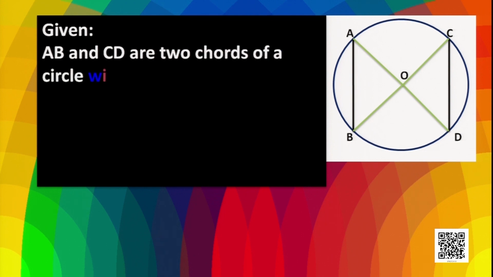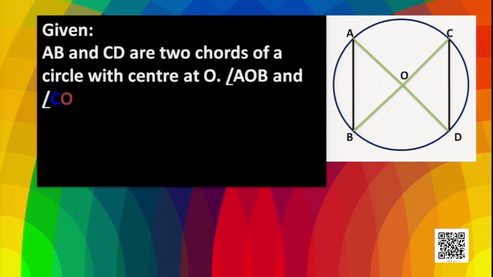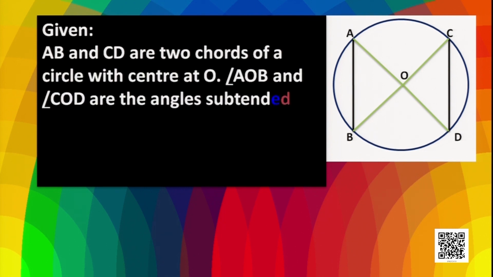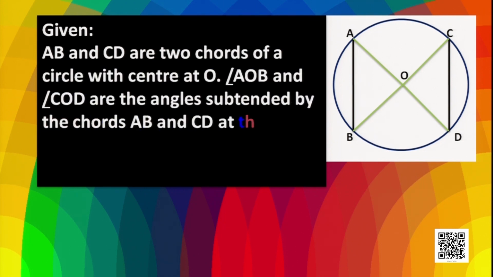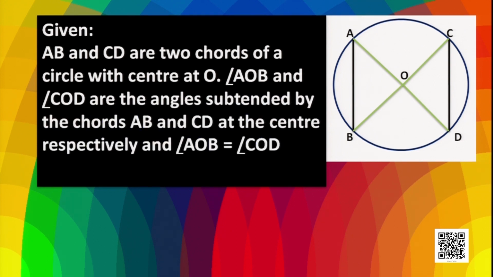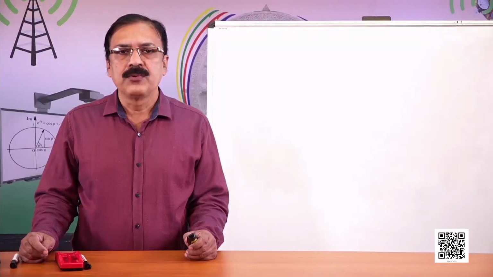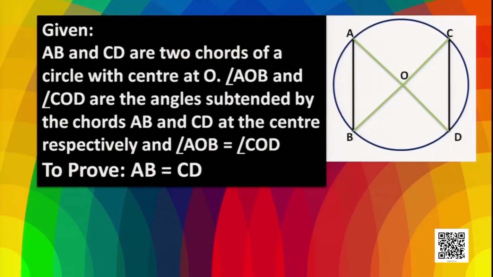So in the given part, we can say that AB and CD are two chords of a circle with center O. Angle AOB and angle COD are the angles subtended by the chords AB and CD at the center respectively, and angle AOB is equal to angle COD. Now, what to prove? We have to prove that AB is equal to CD. That means the chords are equal.